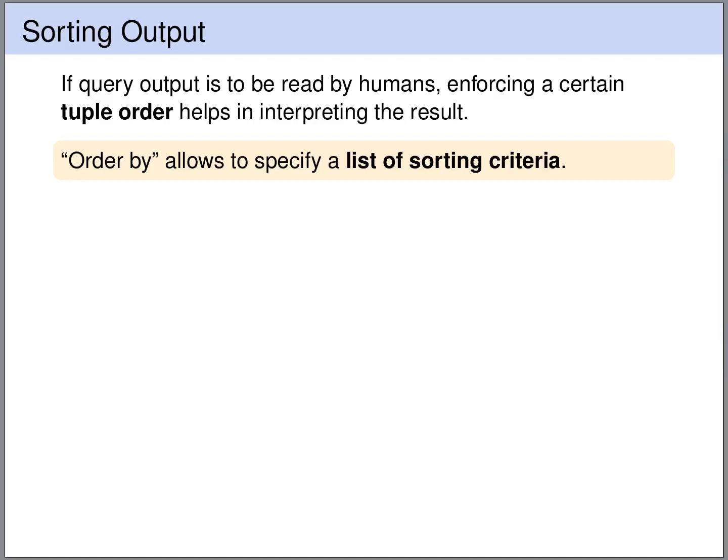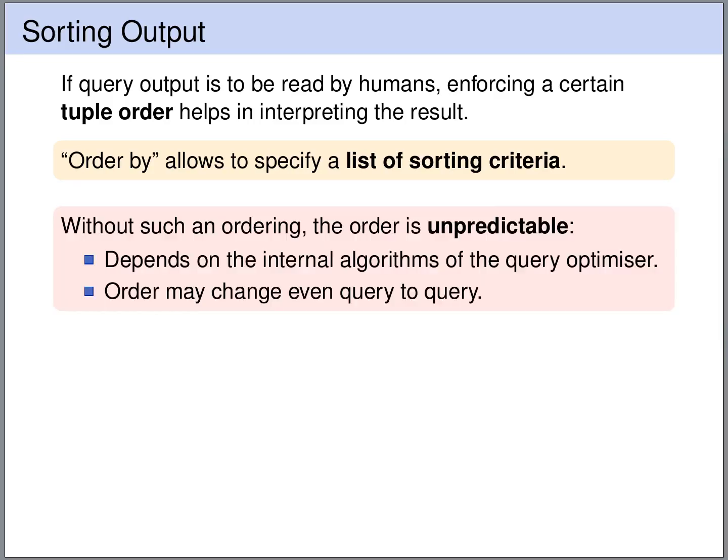SQL allows us to use the ORDER BY clause for specifying sorting criteria for the output tuples. Without the use of ORDER BY, the order of the output tuples is more or less random. It depends on the internal algorithms of the database management system, it depends on the query optimizer, and it can even change from query to query because the database management system may choose a different strategy for evaluating the query.